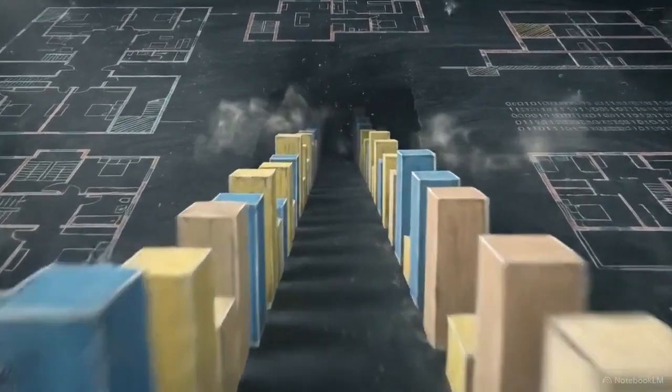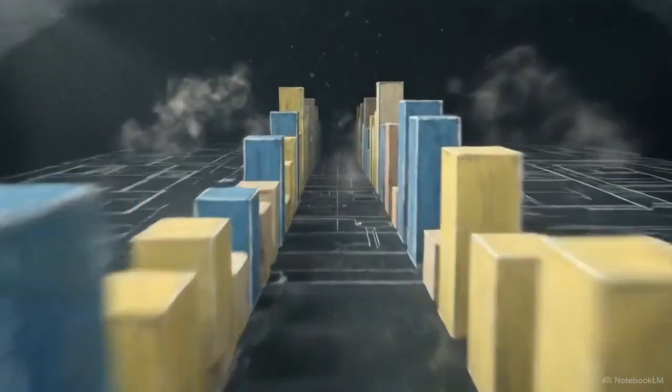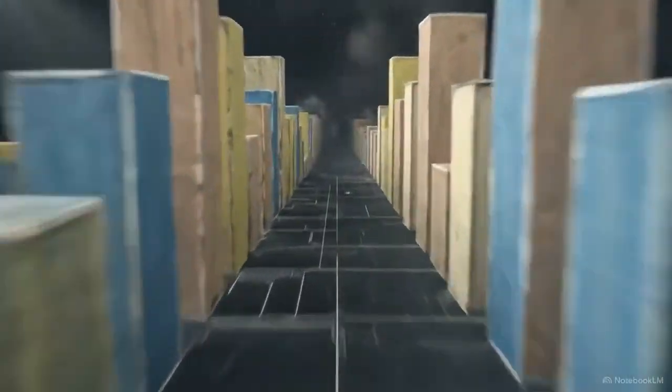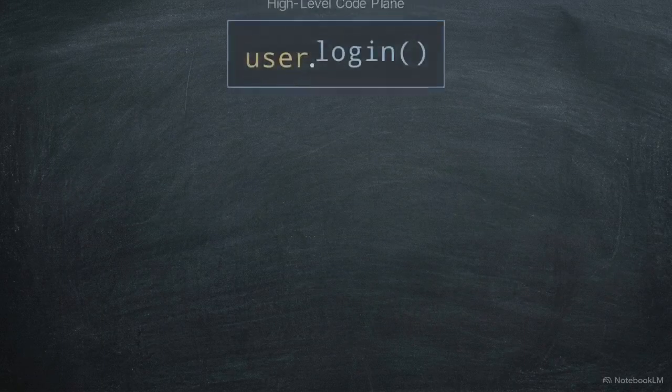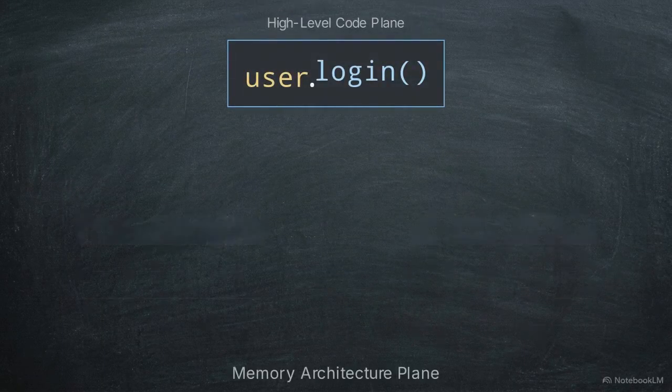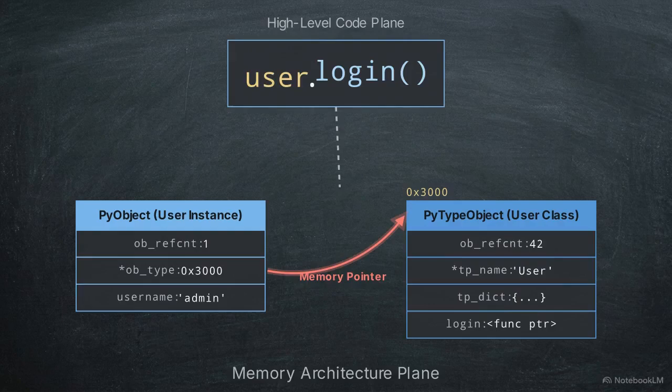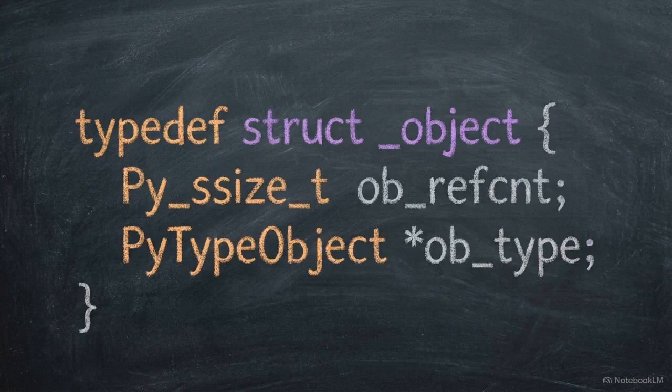To understand dynamic typing and runtime behavior, we have to analyze the exact C memory structures that dictate state transitions under the hood. The flexibility of high-level Python code results from statically compiled C structures interacting through carefully managed memory pointers. This code block displays the foundational structure called PyObject. In Python, every single object begins with this exact underlying structure.